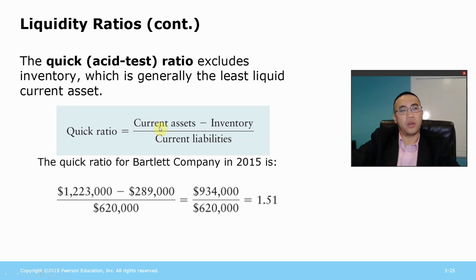The reason it's called a quick ratio is that inventory is not quick, right? You have to spend much more time to convert inventory to cash than cash itself or accounts receivable or marketable securities. So after you exclude inventory, what's left is quick assets.